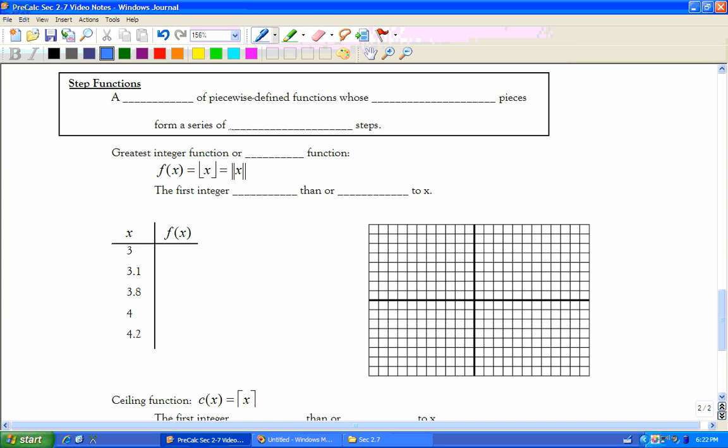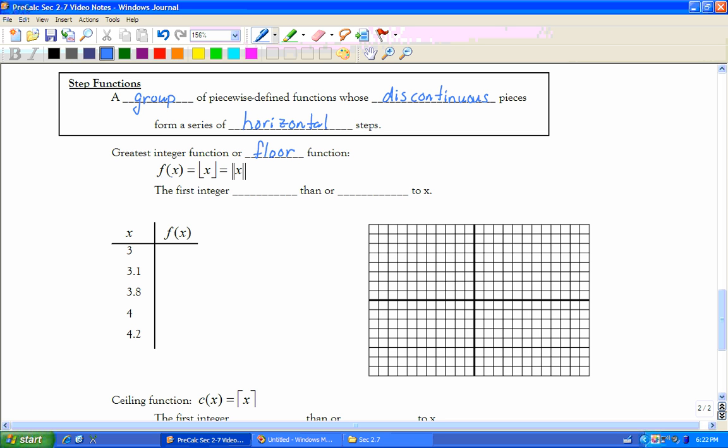And that's another type of piecewise function called a step function, a group of piecewise functions whose pieces are discontinuous. And they form a series of horizontal steps. One type of step function is called the greatest integer function, or the floor function.